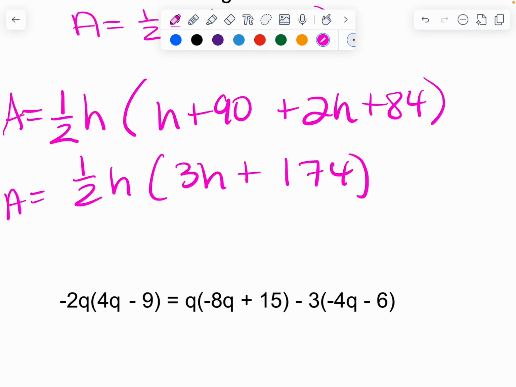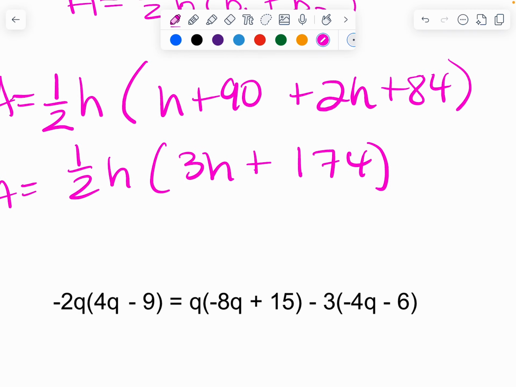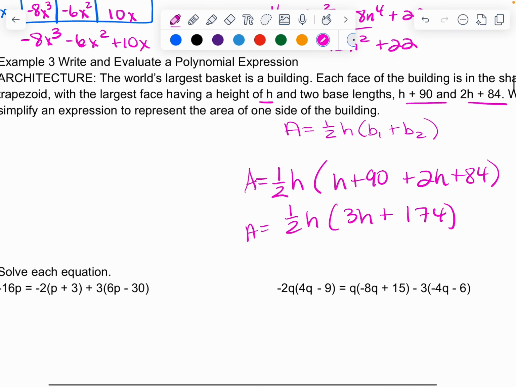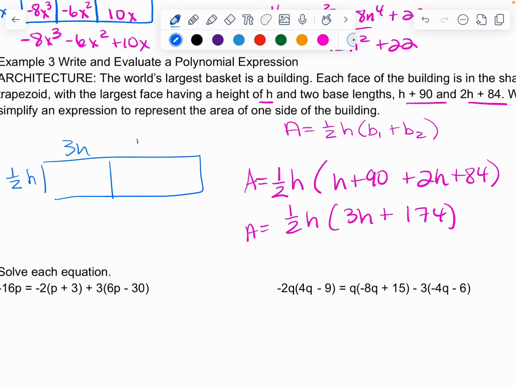So if I was to do this, I would get, now if you want to do the box, I'm going to draw it over here, 1/2 h, and you're multiplying that times 3h plus 174. I was going to try and do it in my head. So that's going to get me 1.5 h squared. That goes in, let's see, 2 goes into 174, 87 h. So the area is 1.5 h squared plus 87 h.